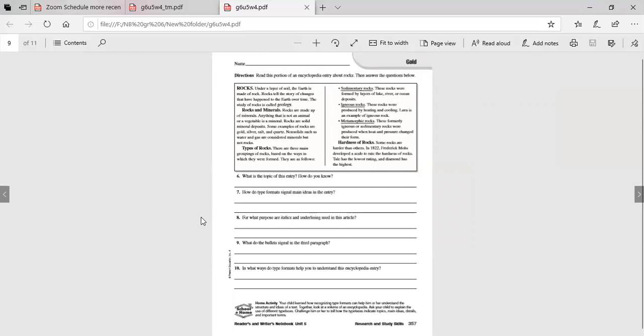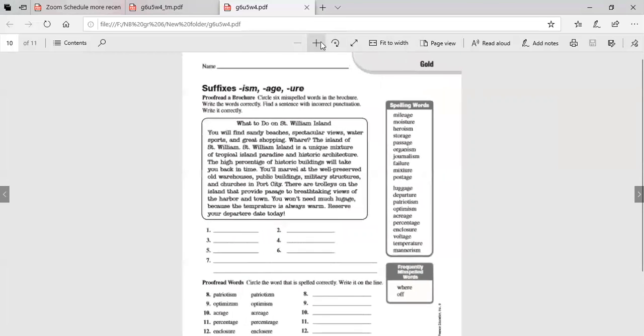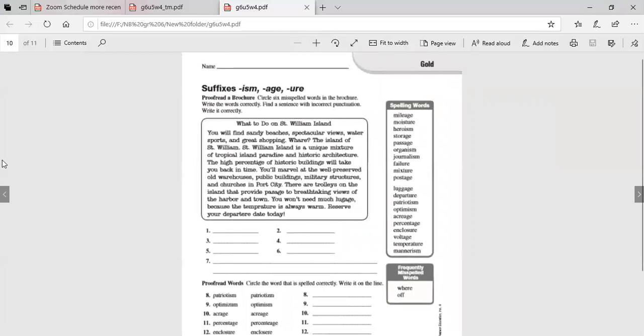Good. The next one is number 7. Don't know why it cannot be zoomed bigger. Cannot be zoomed bigger. Don't know why. Okay, let me see. Try this one. Oh, don't know why.